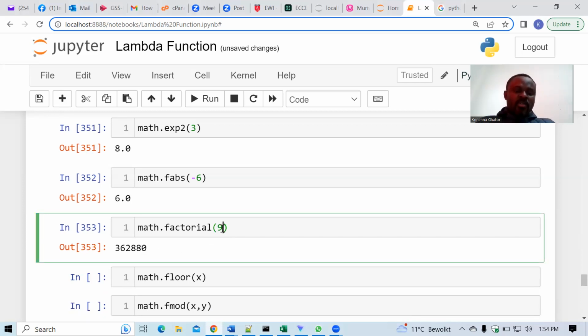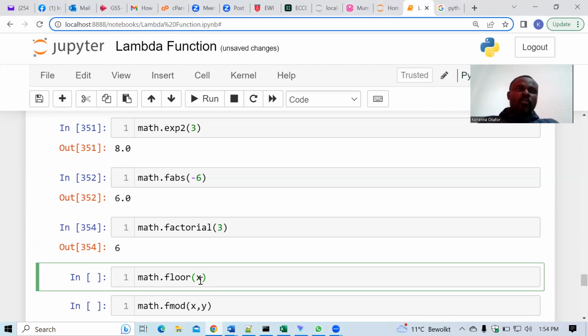Let's take one that is very simple. Let's just take 3. So 3 times 2, 6, 6 times 1, 6. Let's see if that's the case. 3 factorial, we'll see if it's 6. Voila. So that's it, guys. 3 factorial returns 6. What about floor?